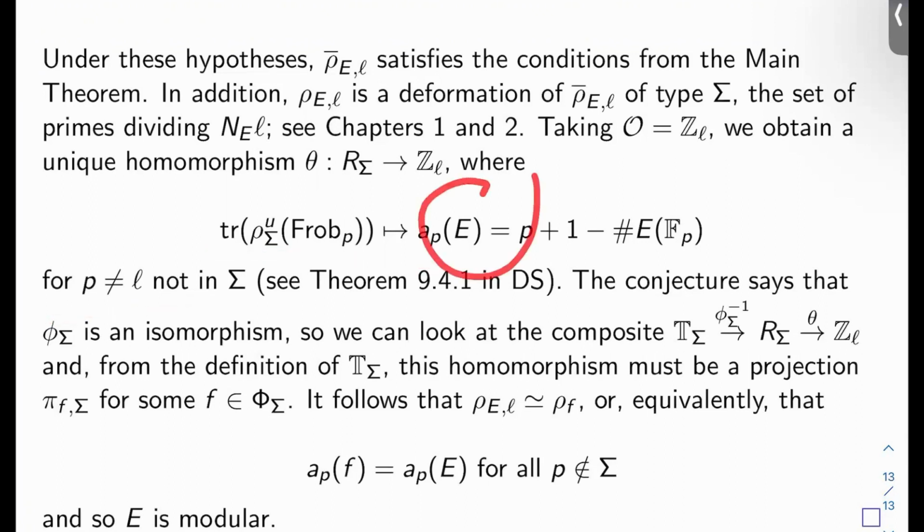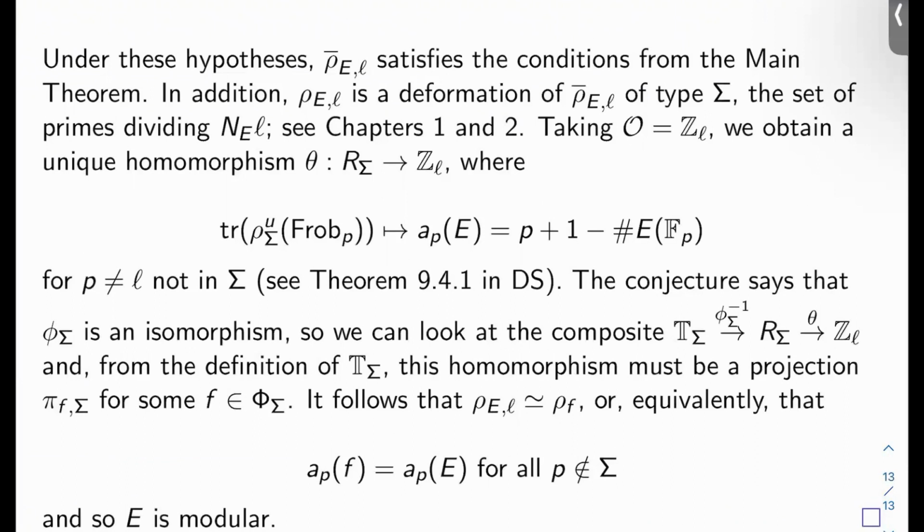So then a_P(E) has to be a_P(f) for the primes not in sigma, but that's enough to guarantee that E is modular. I mean, this is a finite set, right? So the L functions agree at all but finitely many places. And so in fact, they'll agree everywhere, which is actually hard to prove, but we don't need it anyway. The definition of modular was that it's enough for these to agree outside a set of finitely many primes.